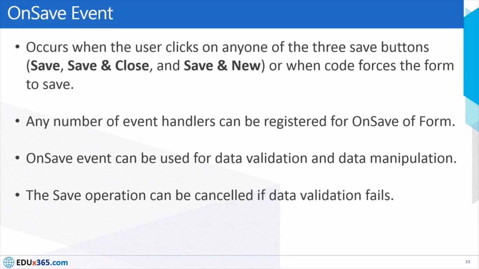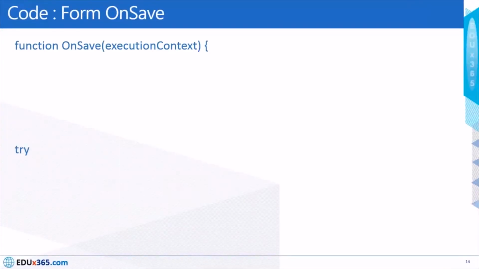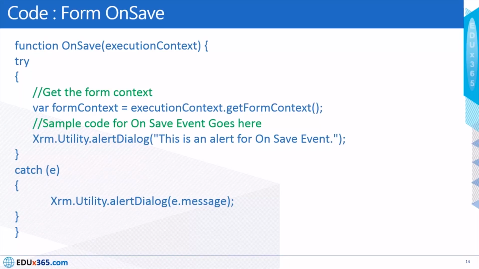So let's have a quick look at the sample code. In this case, again, we have the execution context reference available to us. We can make a variable of that, and we can write code there. In this case, I'm simply displaying an alert dialog using Xrm.Utility, but in this area you can replace it with any code you want, mainly around data validation and data manipulation as the key scenarios.